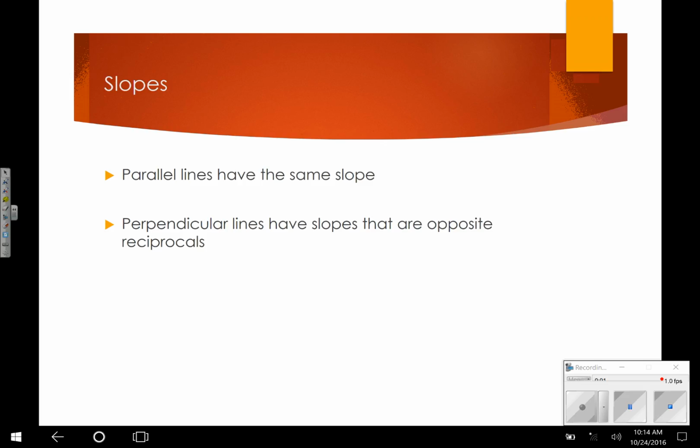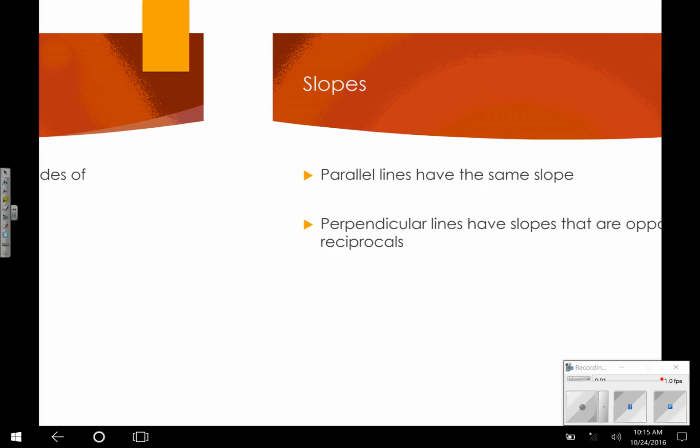So slopes of parallel lines are going to have the same slope, and perpendicular lines have slopes that are opposite reciprocals. And when I say that, I mean they have things like 1/2 and negative 2, 5/3 and negative 3/5. Those would be perpendicular.